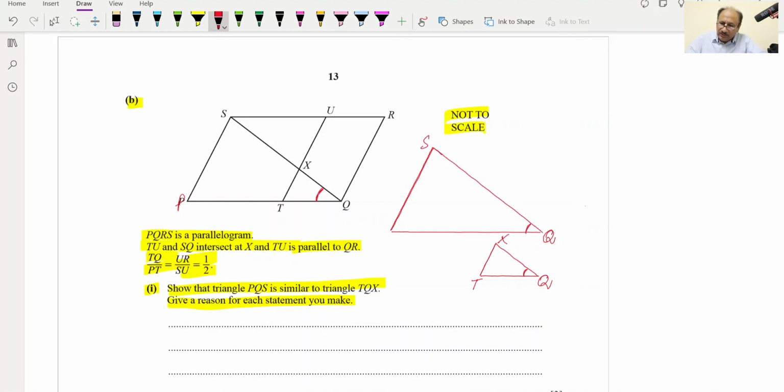So we can write angle TQX is equal to PQS, and we can write the reason. What will be the reason? Common in both. Common, and okay.